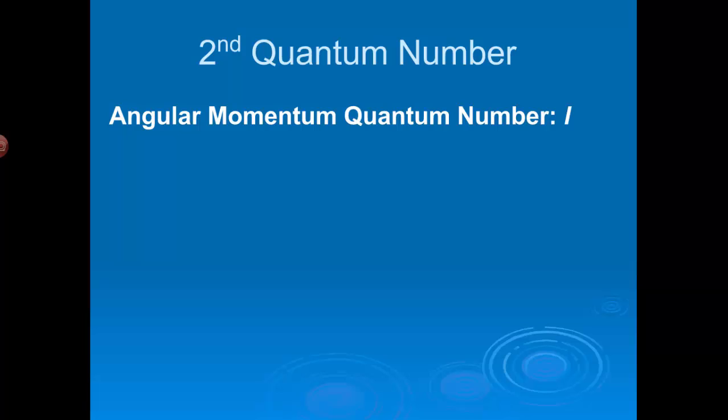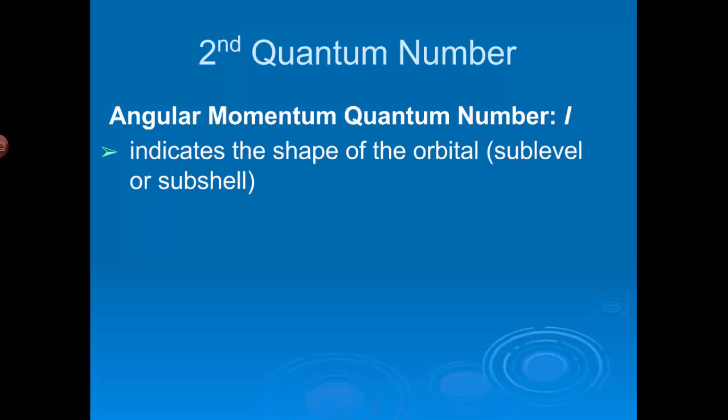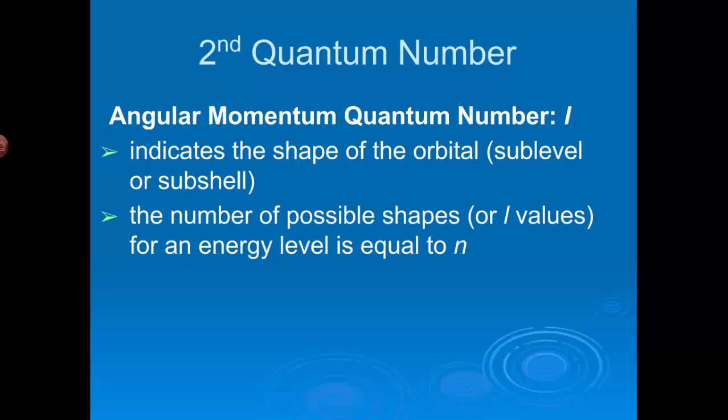The second quantum number is called the angular momentum quantum number, represented by the letter L. There's no script L in my PowerPoint, so sorry. That's L. L indicates the sublevel of the electron, which is really the shape of the orbital, if you think about it, because each sublevel has different shapes.